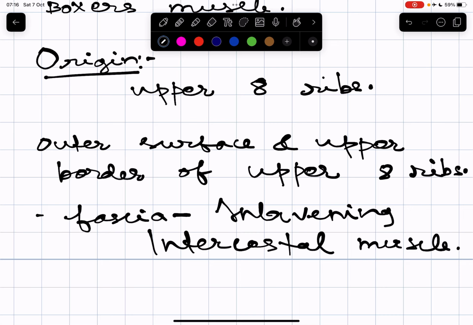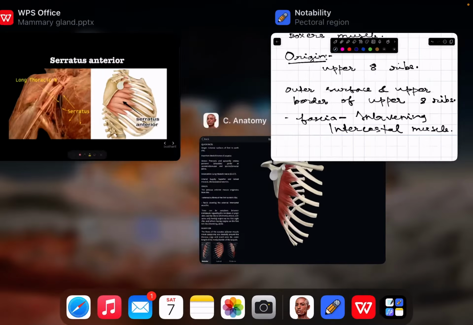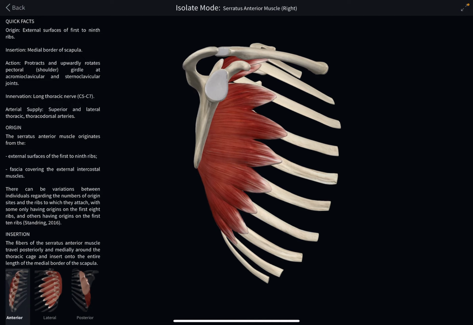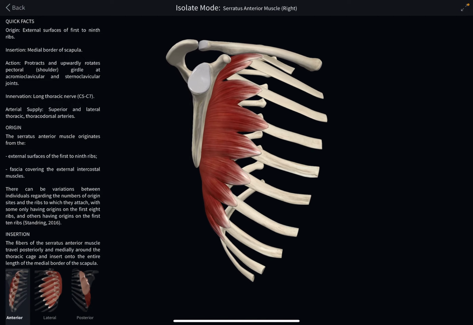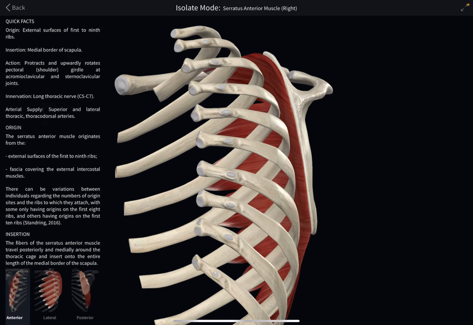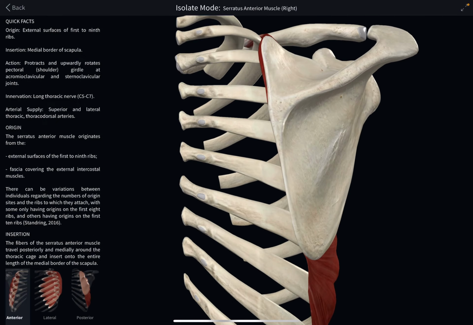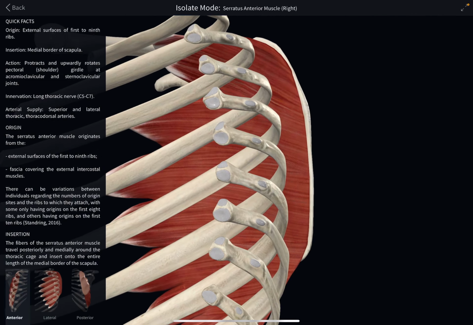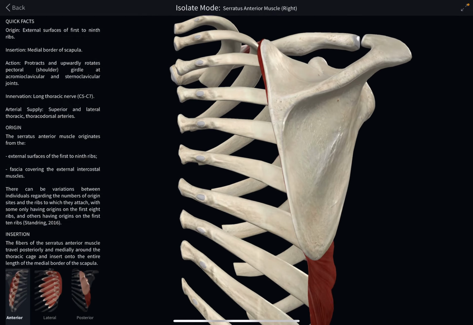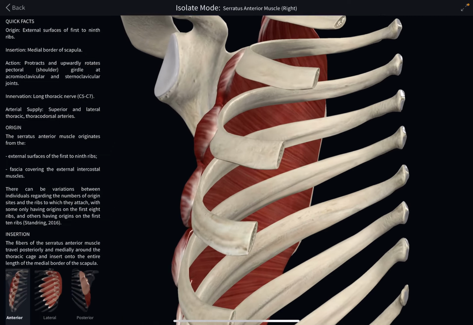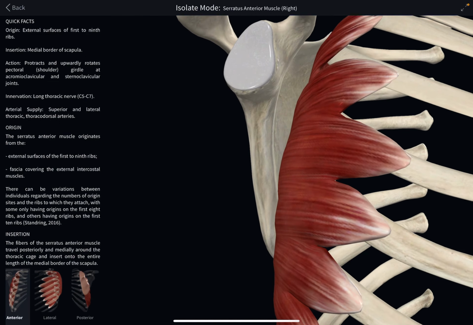So after its origin, it sweeps upwards and backwards. It passes upwards and backwards, as you can see in this picture. It passes deep to the scapula, and then it inserts to the medial border of the scapula along its ventral surface. See, the medial border of the scapula along its ventral surface, or the costal surface. That's the insertion of the serratus anterior.